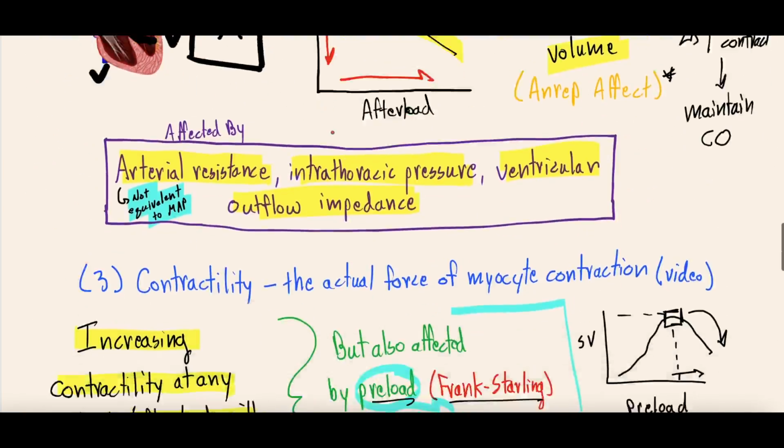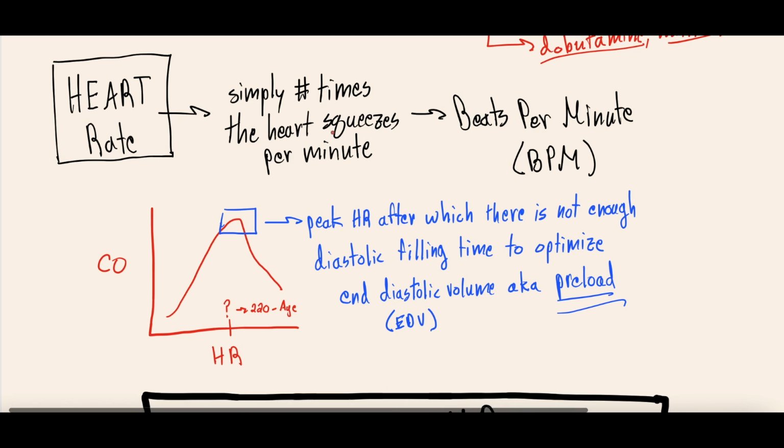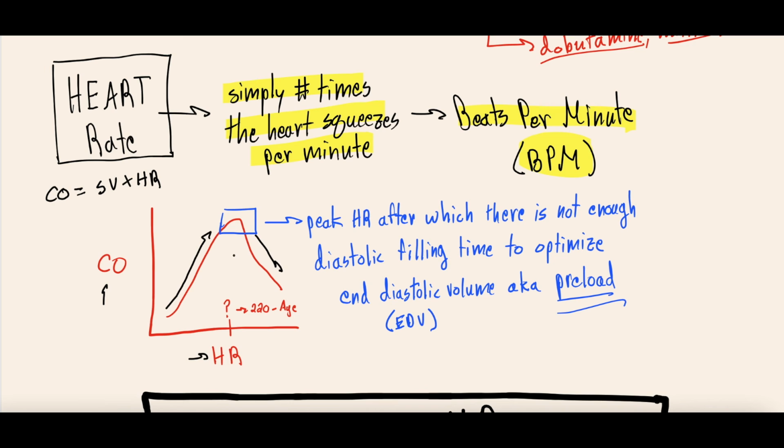Well, the heart rate is another thing that's fairly straightforward. Defined very simply, the number of times the heart squeezes per minute, also known as the beats per minute or BPM. And if we look at the heart rate and the cardiac output, as the heart rate increases, the cardiac output's going to increase, right? Because we said cardiac output equals stroke volume times heart rate. But it's important to note that that actually also has a peak effect, after which time there's a decrease in cardiac output, right? We can see here after a certain time, the cardiac output decreases.